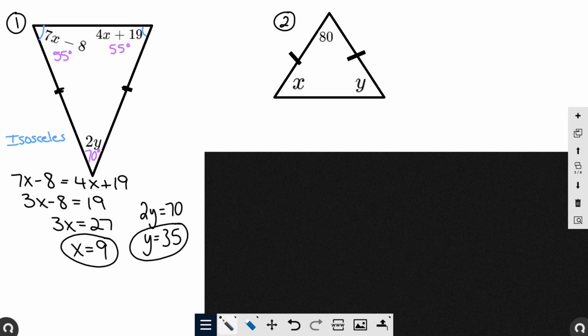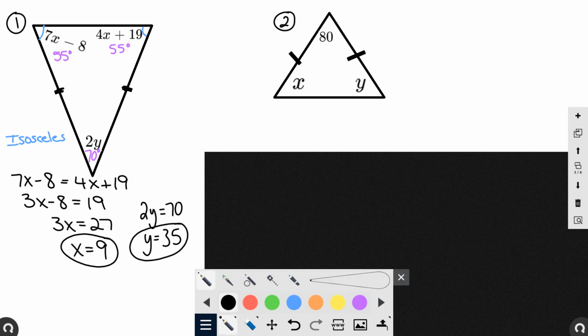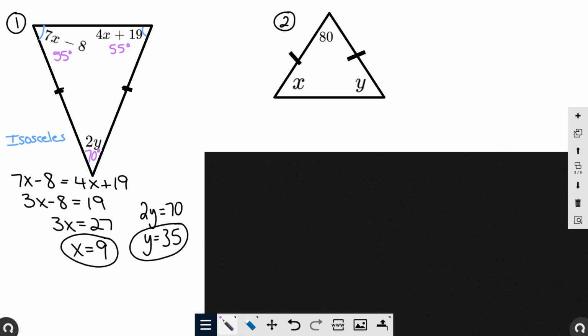Now, this one, if you think about it, you might can solve it without having to do a whole lot of work. But let's talk about what kind of triangle it is. What kind of triangle do we have there? It's isosceles. Two sides are equal, so two angles are equal. Which two angles are equal? The bottom two, x and y.